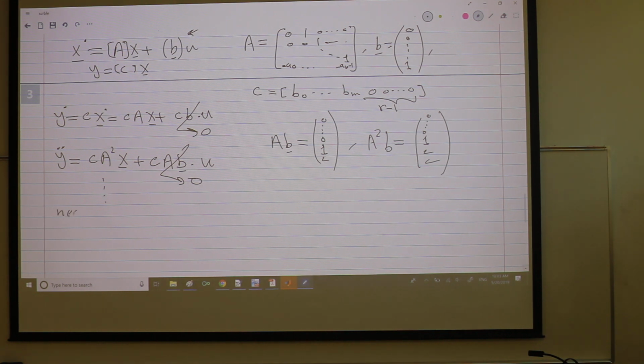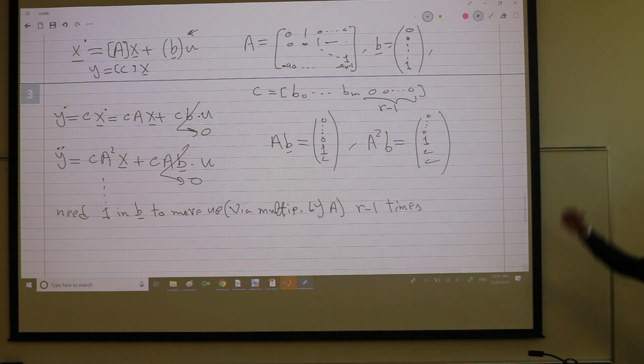So I need the 1 in B to move up via multiplication by A, r minus 1 times. And to do that, I need r differentiations, right? So this is r differentiation.